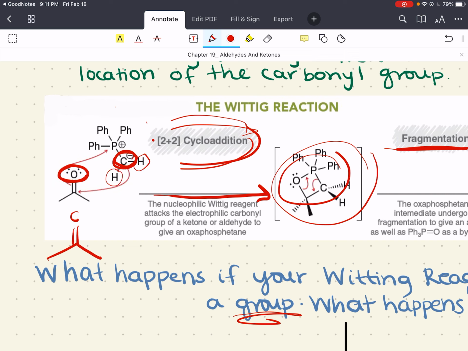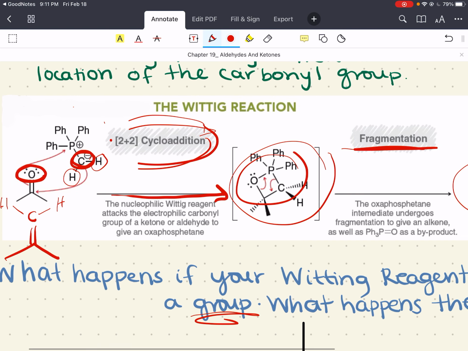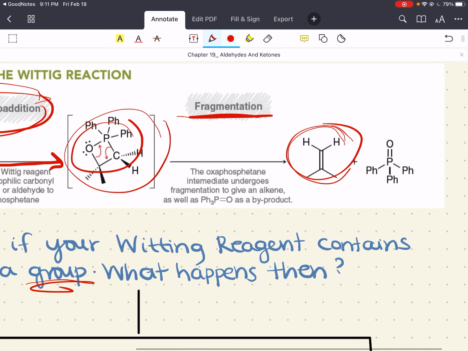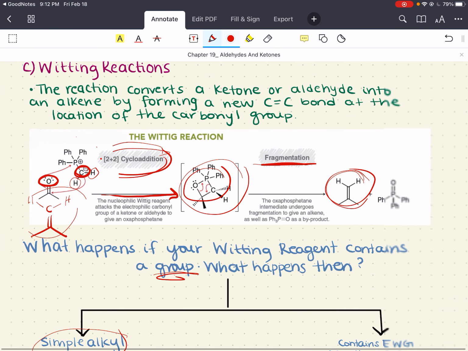Whatever is attached to this carbon is going to stay there. So these two hydrogens are going to stay with the carbon when it goes through the cycloaddition and then fragmentation. And this is what you get at the end, this alkene group that you're so interested in. It's like switching this carbon and oxygen. That's why you get this as a byproduct as well.